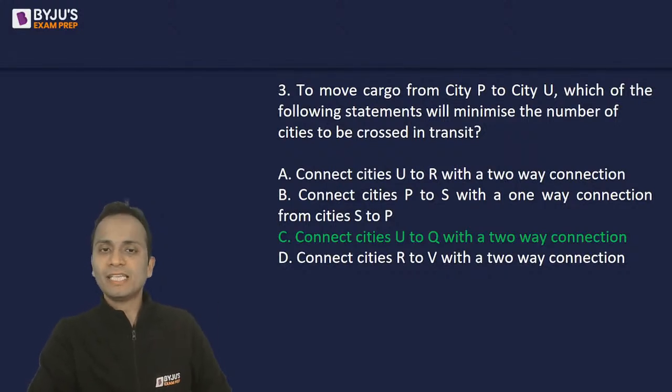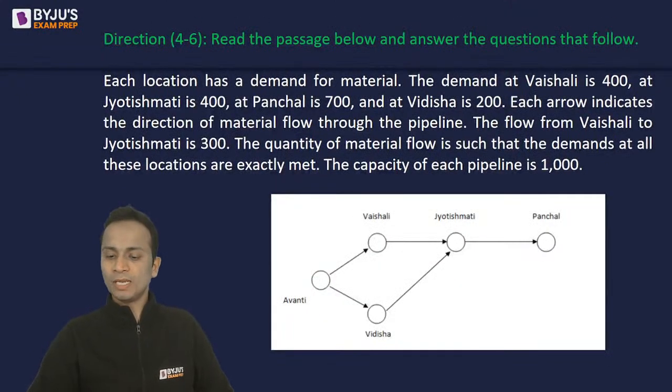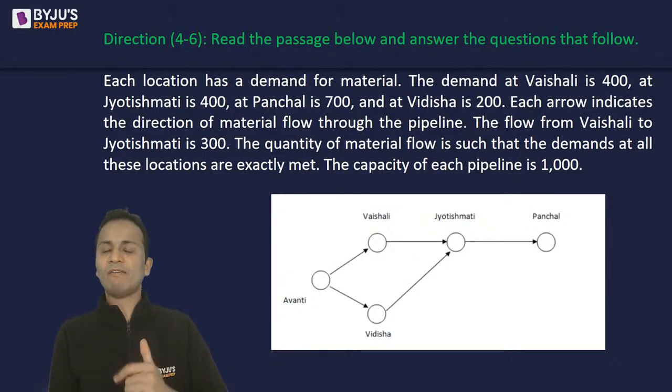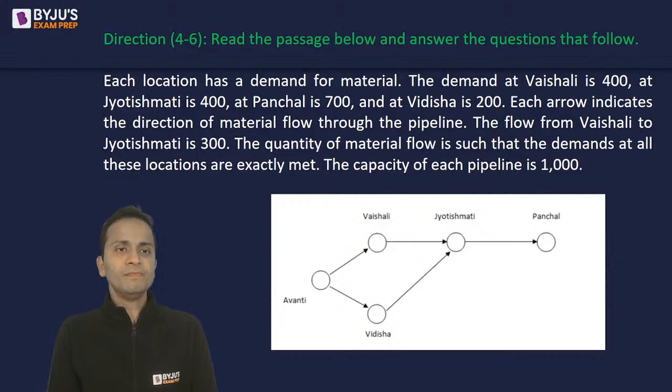Let's look at the next set, set number 2. Now this set is a previous year paper question from CAT. So have a look at it, and then we will start solving this. Now the next 3 questions are based on the directions which are in front of you. Now there is a route chart that is also given.